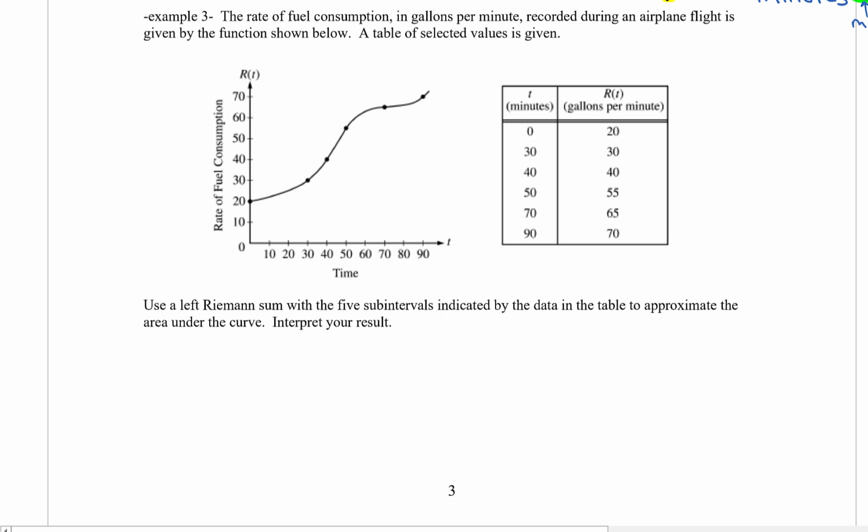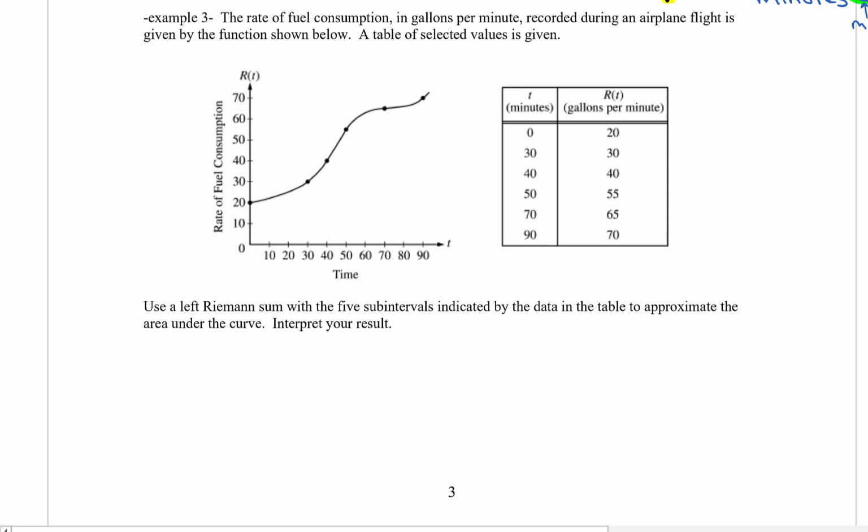So this problem is going to be a little bit different from the other problems we've done before. I'm going to highlight the key information here where it says use a left Riemann sum with the 5 subintervals indicated by the data in the table. I'm also going to highlight in green, so it stands out more, indicated by the data in the table and the 5. These 5 rectangles are not going to be the same size in width because we're going to have to go by the numbers that were given to us in the table and not by delta x, or delta t in this case.